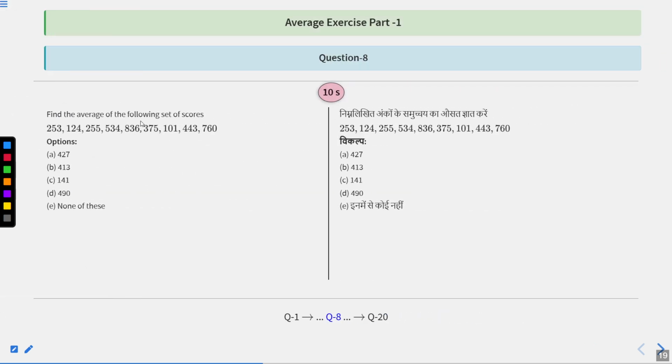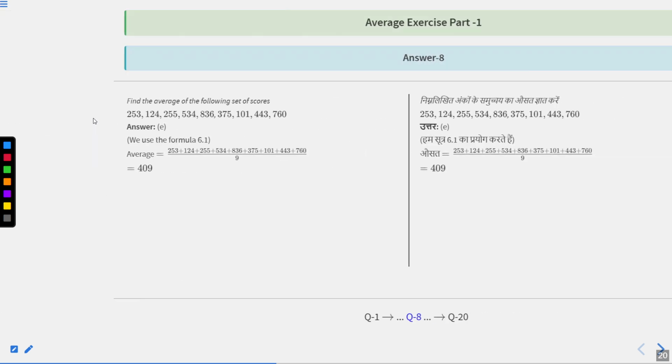Find the average of the following set of scores. You have 5 options and 10 seconds to solve this question. Your time starts now. Now time's up. Let's see the solution.